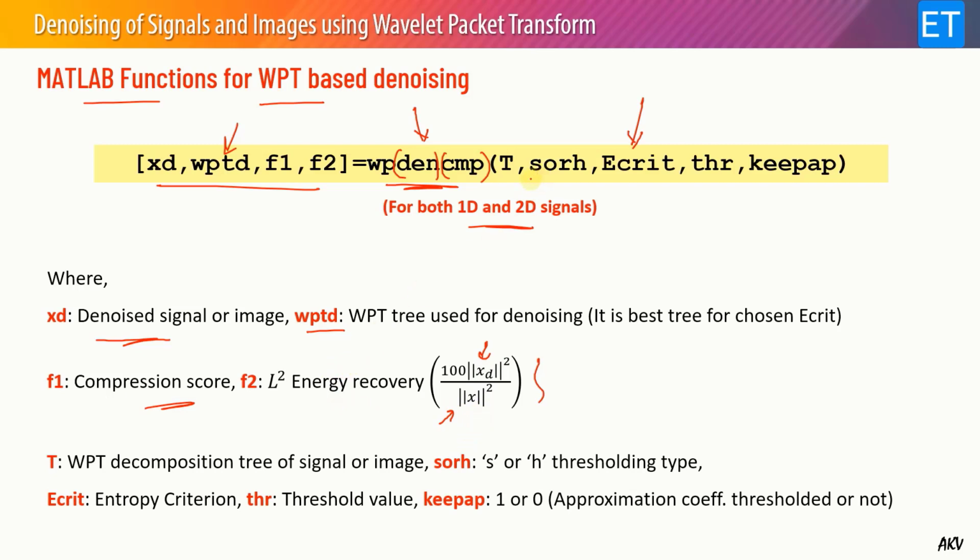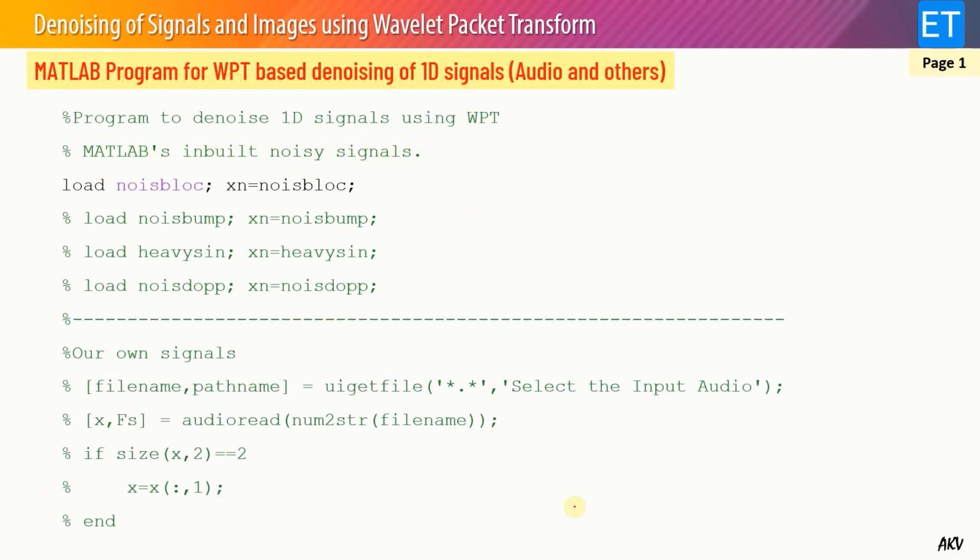For the input parameters, T is a wavelet packet decomposition tree. That tree can be obtained from the previous two functions which I explained in the previous two slides. And SORH is simply a string. You have to provide one of two inputs: S for soft thresholding and H for hard thresholding. And as I said already, ECRIT is the entropy criterion, and THR is a threshold value by which we will threshold the detail coefficients at various levels, and KEEPAPP has two possible values, either 1 or 0.